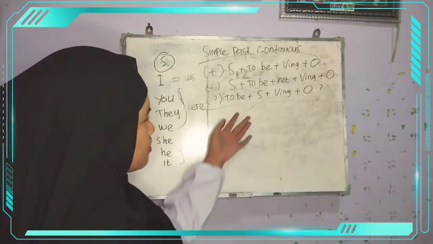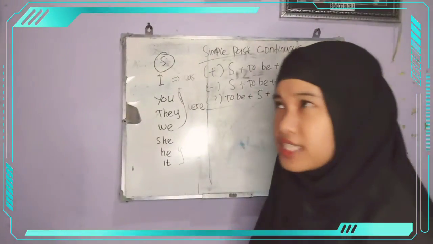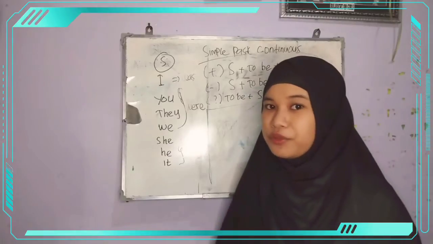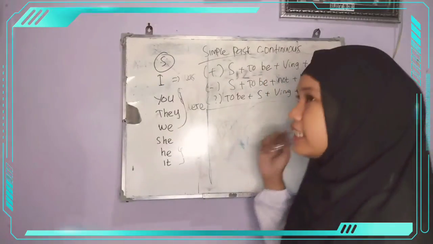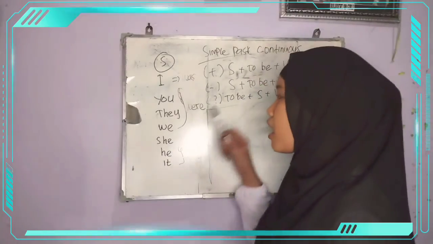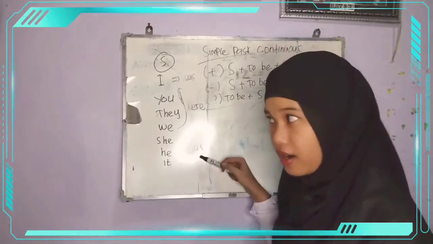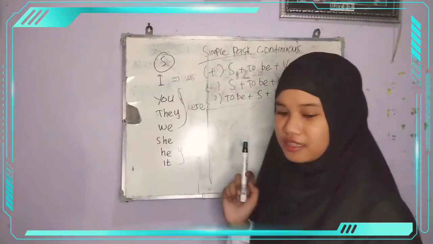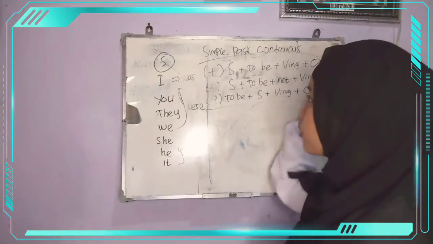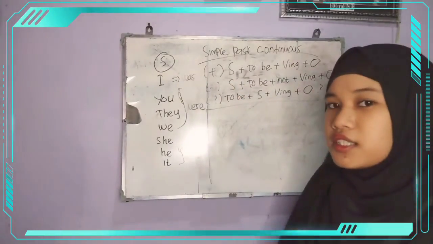It is almost similar to simple present continuous, but the difference is the to be. In simple present continuous, we use am, is, and are. For the simple past continuous, we use was and were.